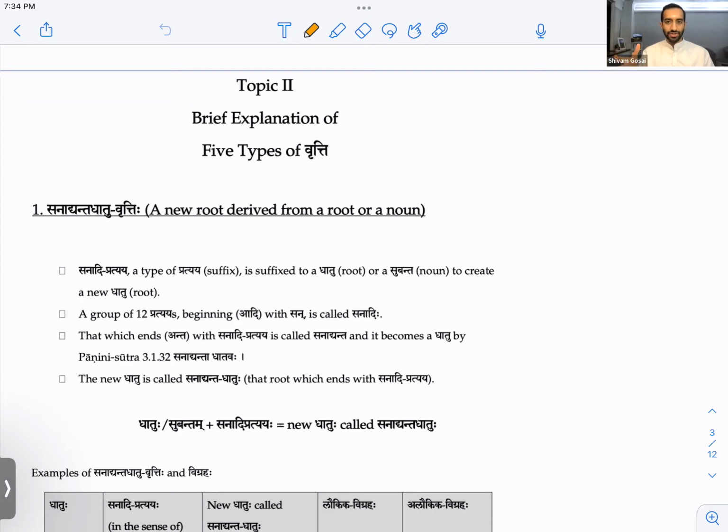Most of the Gita is not just basic pratipadika and verbs. It's usually derived. So the first one we saw is Sanadhyanta Dhatu Vrittihi. We're going to talk a lot more about that today. Hopefully we'll get there. It's the new root, which is made from a dhatu or subantam. So dhatu or subantam plus this sanadi pratyaya makes a new dhatu. This is the only way to make a new dhatu, by adding this sanadi pratyaya.